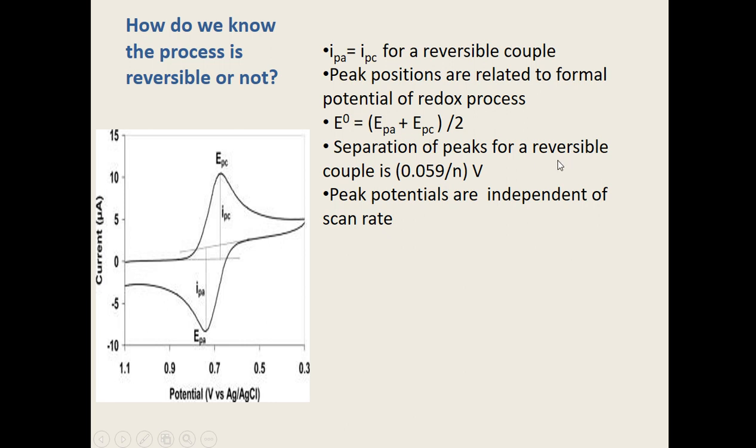Separation of the peaks for a reversible couple is always 0.059 divided by n volt. This n is actually the number of electrons which participate to reduce or oxidize the analyte. Okay. And this separation actually should be 0.059. The peak potential is independent of scan rate. If you increase the scan rate, the position of EPC or EPA remains constant, only current changes.